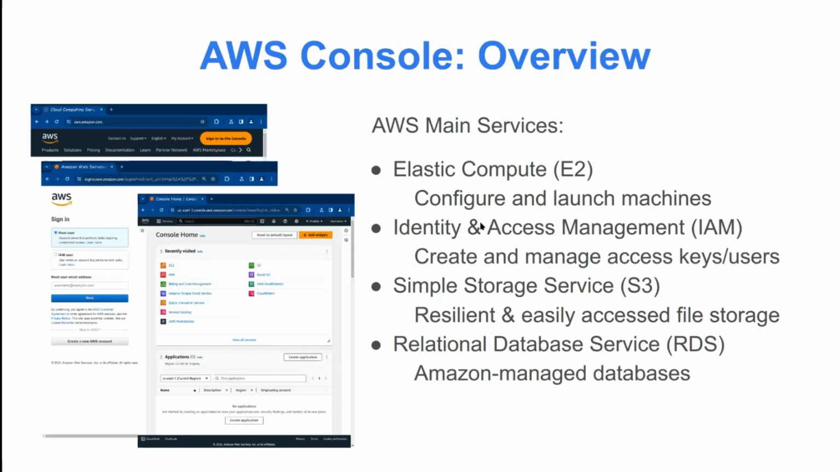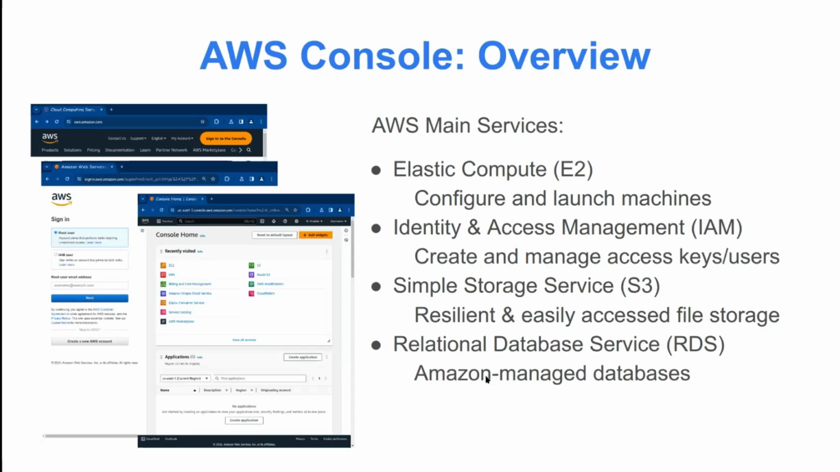There's IAM, or Identity and Access Management. If you create credentials to access your account by API, IAM is where you do that. There's another useful service called Simple Storage Service, or S3, which has a place for resilient and easily accessed file storage for uploading files or allowing people to download files from there. I won't really use this when I deploy, but this is something you may find useful in production applications.